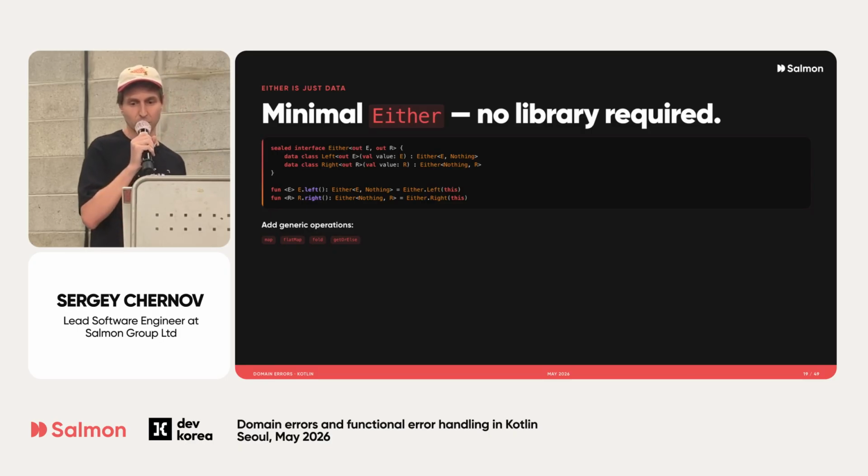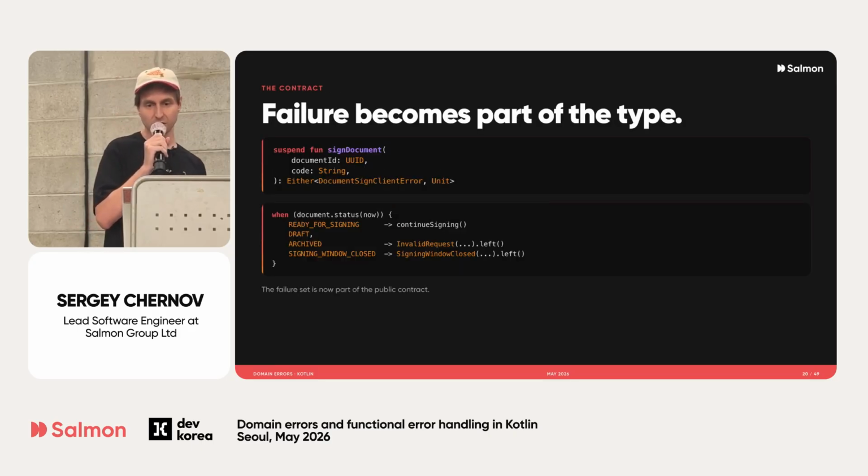So if we use this approach, the failure, the business result, you put the Either and your union type of failures inside the method return type. So your method contract becomes readable, and the compiler can help you to handle all the cases of the business failures. And to construct the business failure, you just use the helper function like left to construct the business failure, and you use right to construct the successful result.